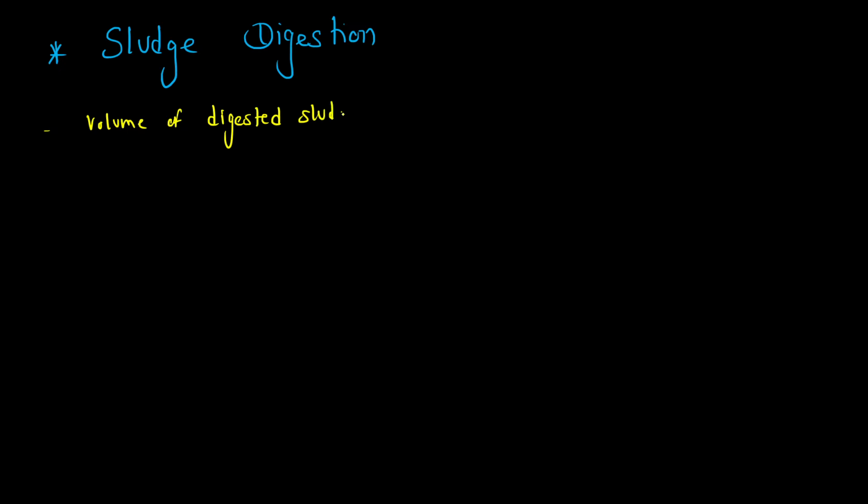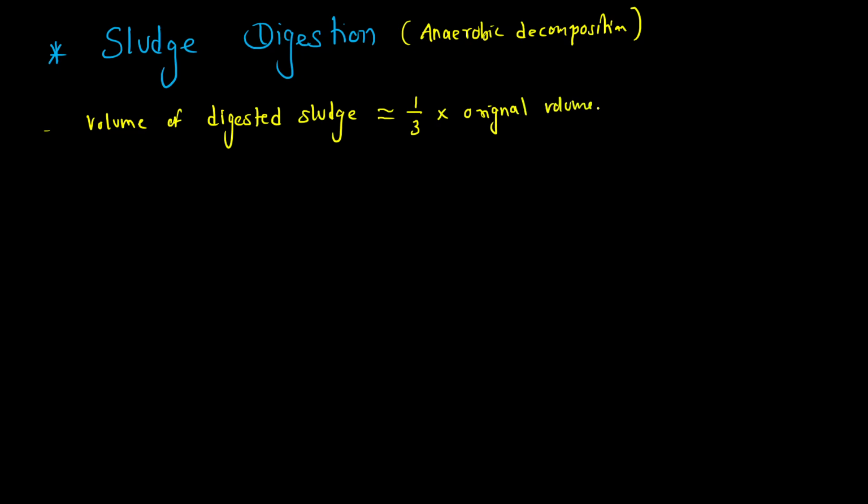Digested sludge. How is this digested? By doing the anaerobic decomposition. What is the meaning of anaerobic decomposition? It means in absence of oxygen. So the volume of digested sludge is approximately 1 by third of the original volume of sludge.